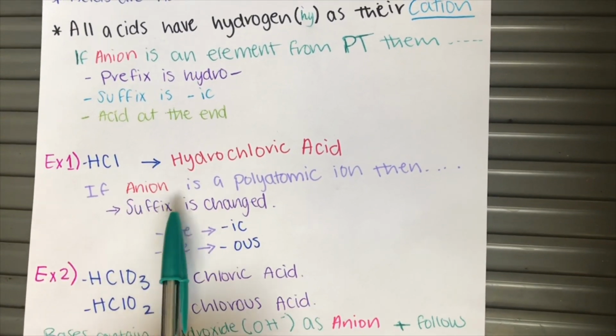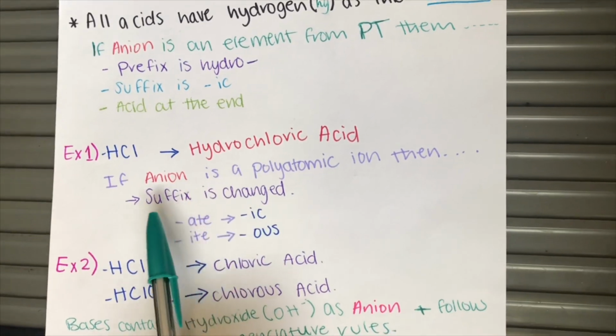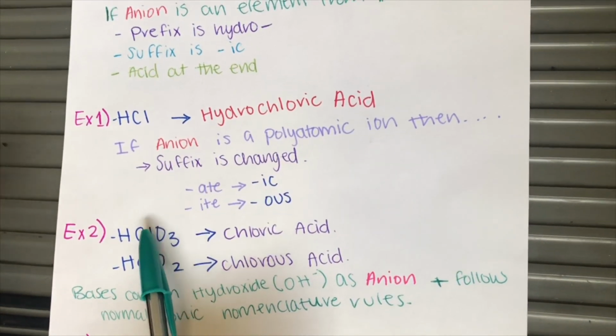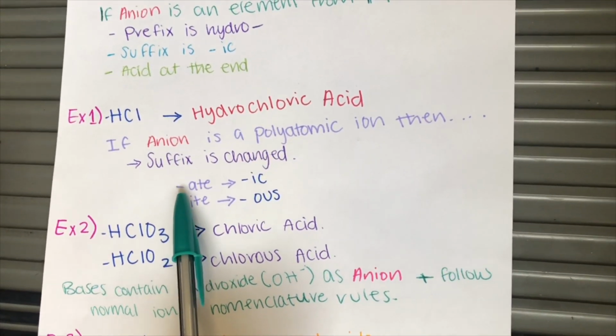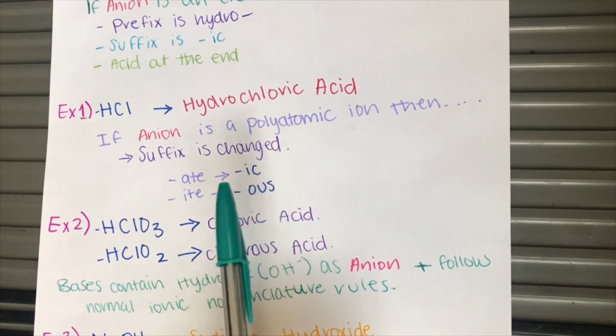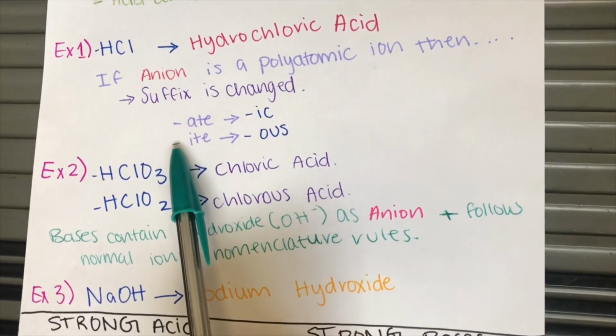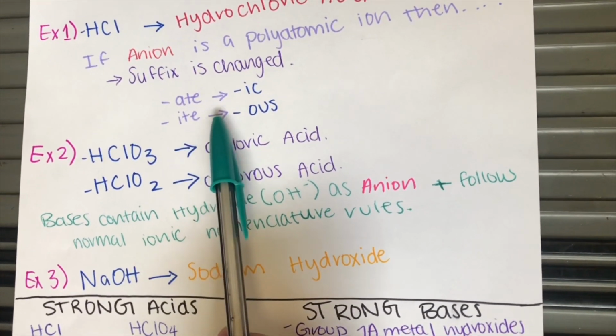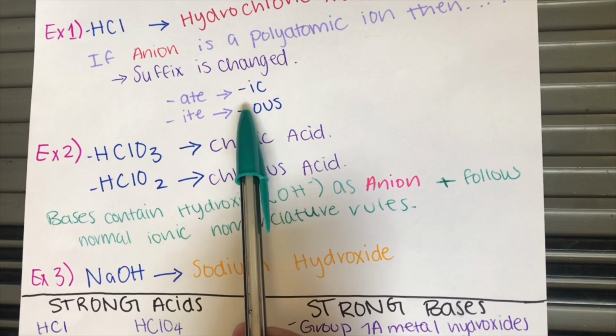So if an anion is a polyatomic ion, then the suffix is completely changed. If it ends with ATE, it changes to IC. And then if it's ITE, then it goes to OUS.